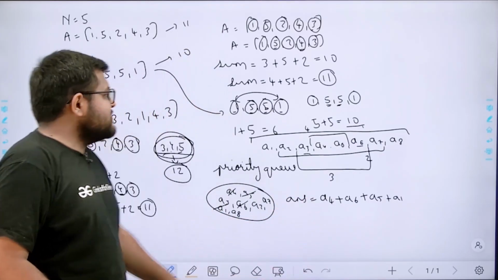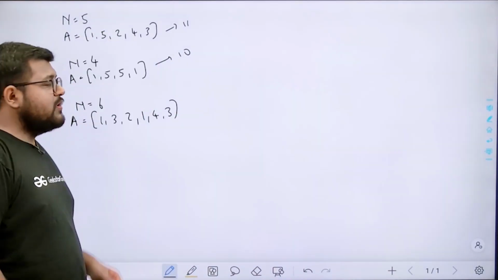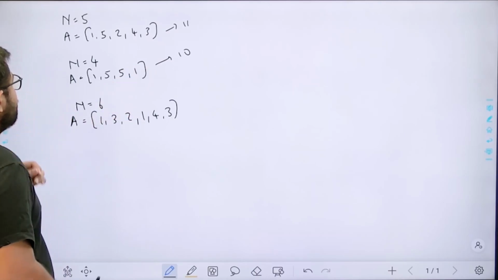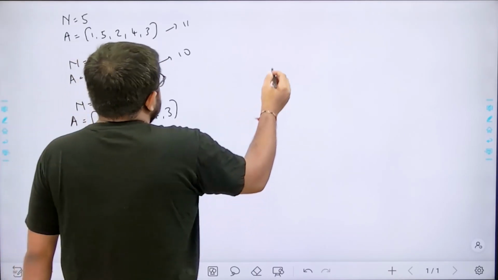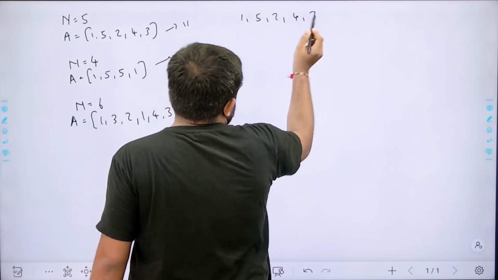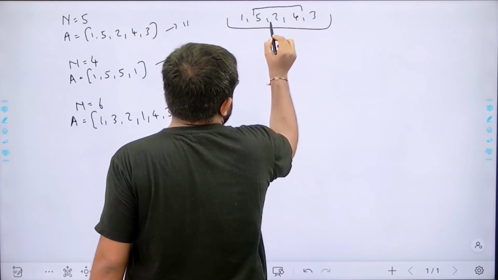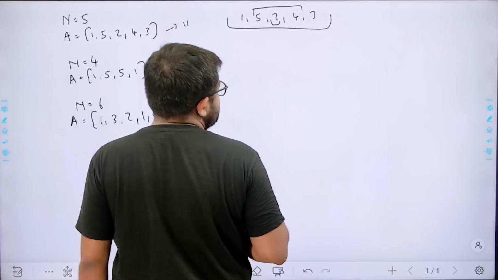Now let's apply this, let's dry run this on these 3 examples so you will get a clear idea. So let's dry run our approach on the first example. Understand one thing, it is 1 5 2 4 3. In the first step I had the whole array, in the second step I will have these 3 elements, and in the third step I will have only this single element.